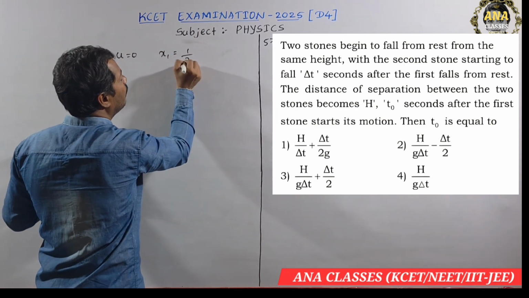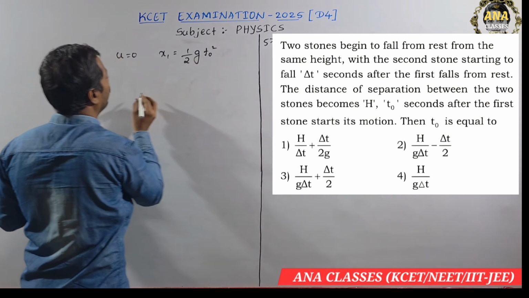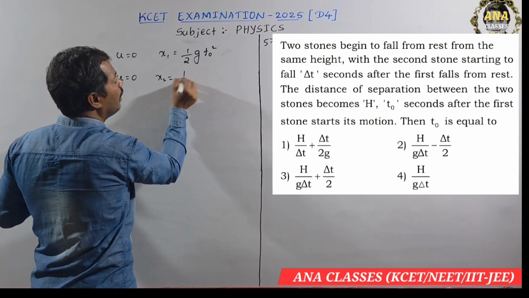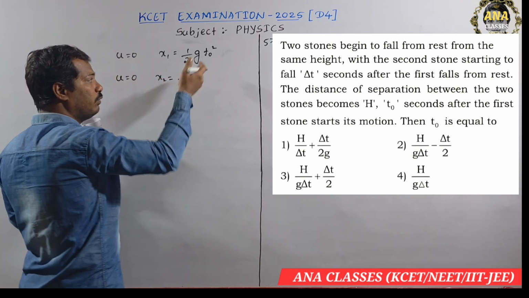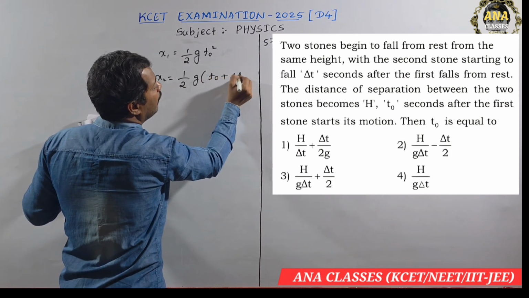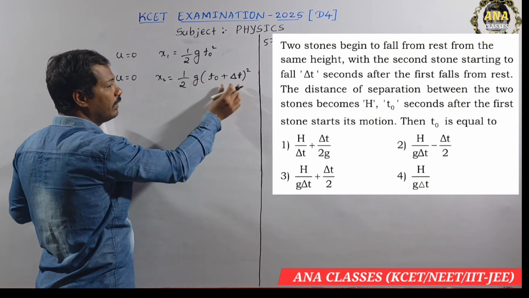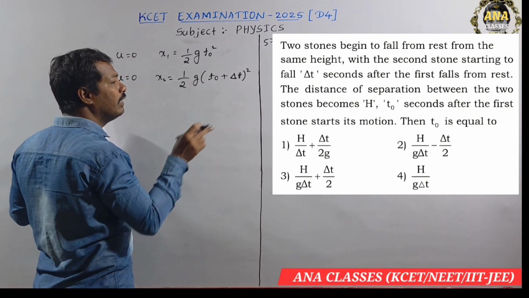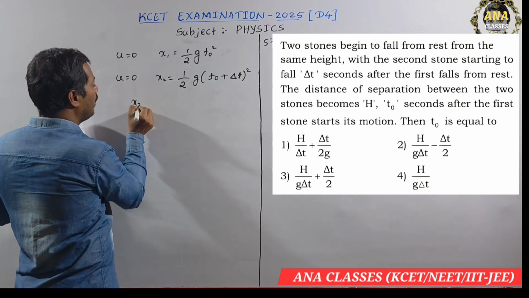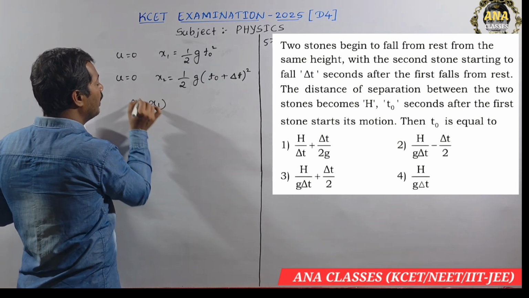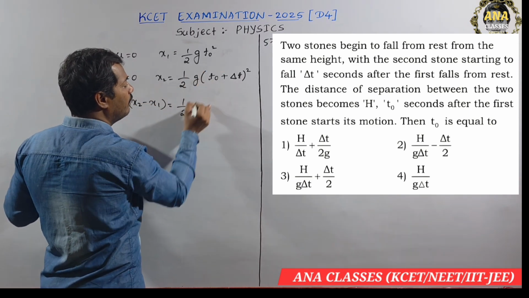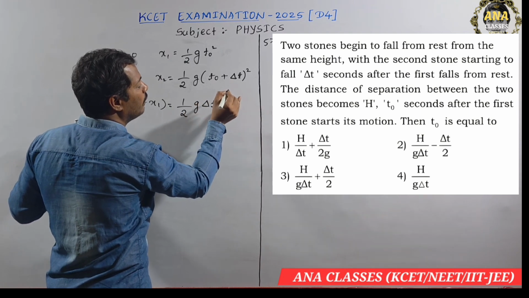x1 is equal to half g into t naught square. The second stone also starts from rest, u equal to 0. So x2 is equal to half g into t naught plus delta t whole square, since after the first ball the second ball starts to fall. It is (a plus b) whole square, a square plus b square plus 2ab, so t naught into delta t is neglected because the term is very small. Now take x2 minus x1, which you can take as height. These two cancel and what remains is half g into delta t whole square.